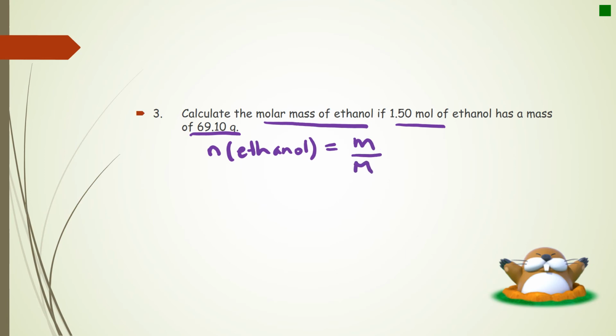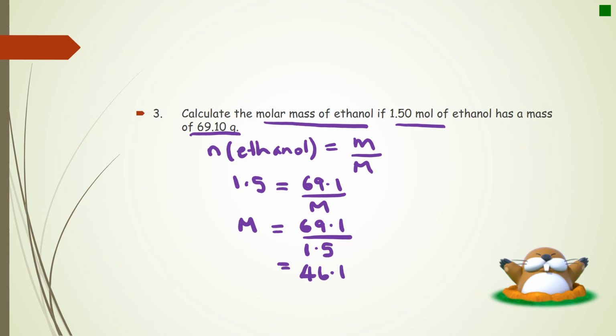Now we've been given the number of moles, which is 1.5. Our mass is 69.1 and our molar mass we don't know. Now we're going to have to rearrange. So I'm going to do a little bit of cross multiplication. So big M or molar mass is equal to 69.1 divided by 1.5. And this will come out to 46.1 grams per mole. Remember, this one here is measured in 1, 2, 3 significant figures. This one has got 1, 2, 3, 4 significant figures. So our answer should be to 3 significant figures.